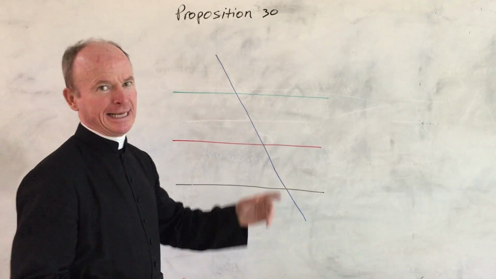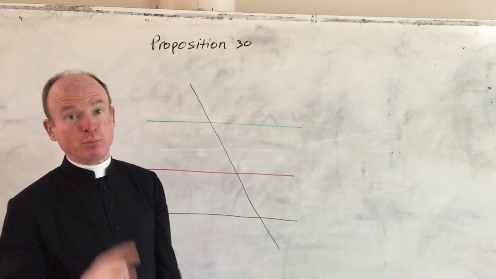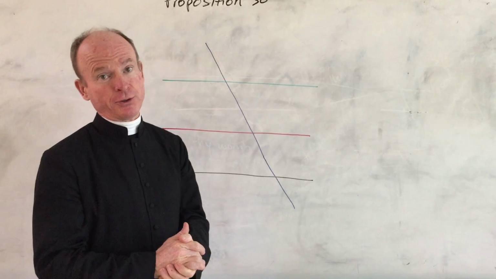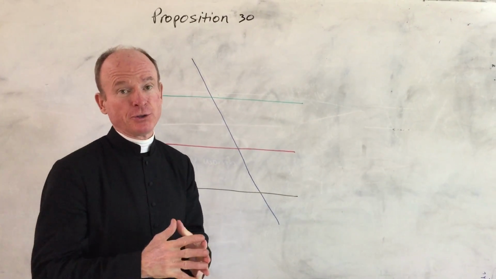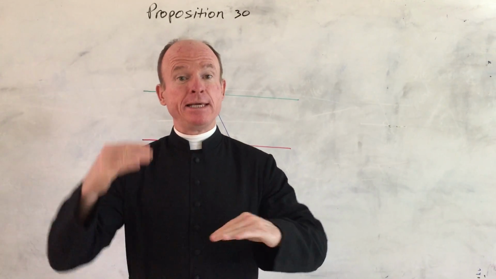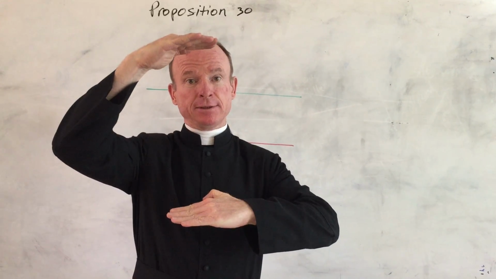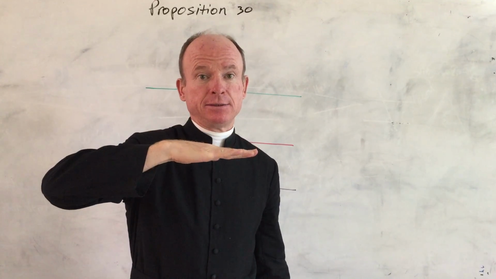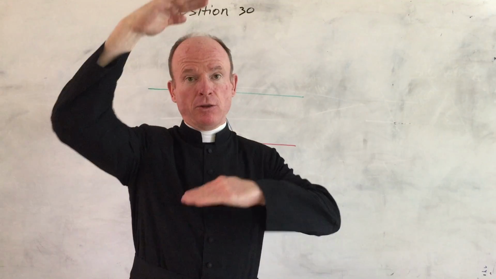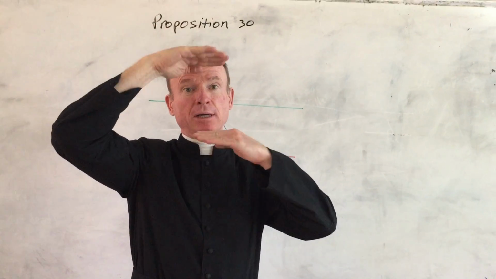Dear students, today we have Proposition 30, Book 1 of Euclid. Proposition 30: if there be two lines parallel to the same line, those two lines will be parallel with each other.